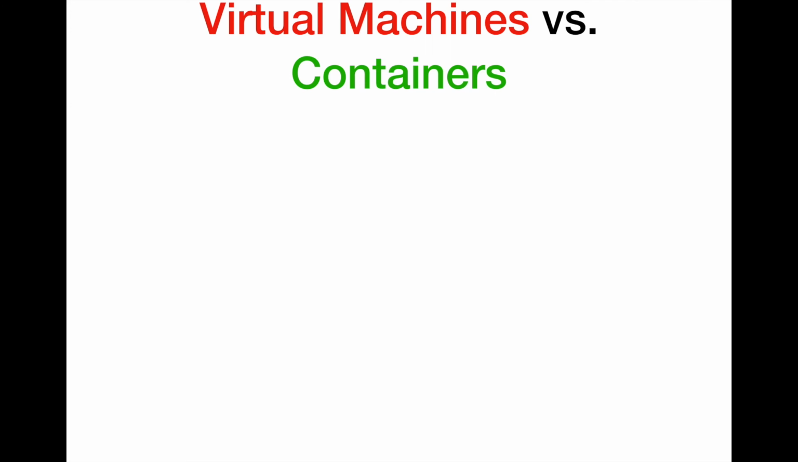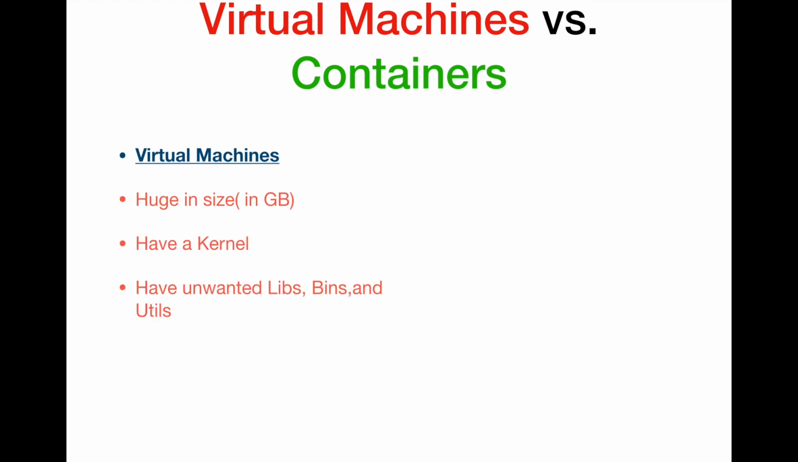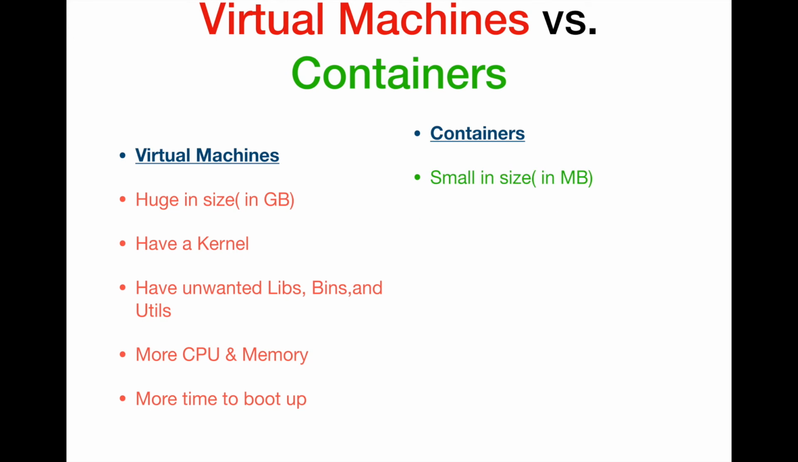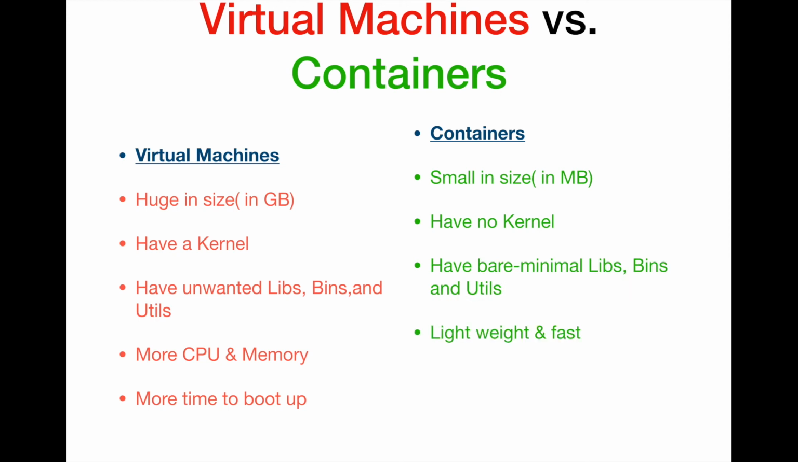And here are some of the other differences. Virtual machines are usually huge in size, in gigabytes, have a kernel, have unwanted libraries, binaries, and utilities. It consumes more CPU and more memory. It takes more time to boot up, whereas containers, on the other hand, are small in size, in megabytes, have no kernel or guest operating system. It contains only the bare minimal libraries, binaries, and utilities. It's lightweight and fast. It takes less CPU and memory, and it boots up fast.